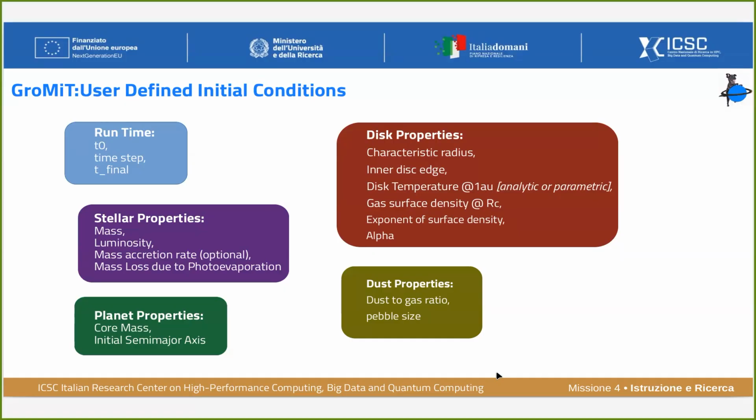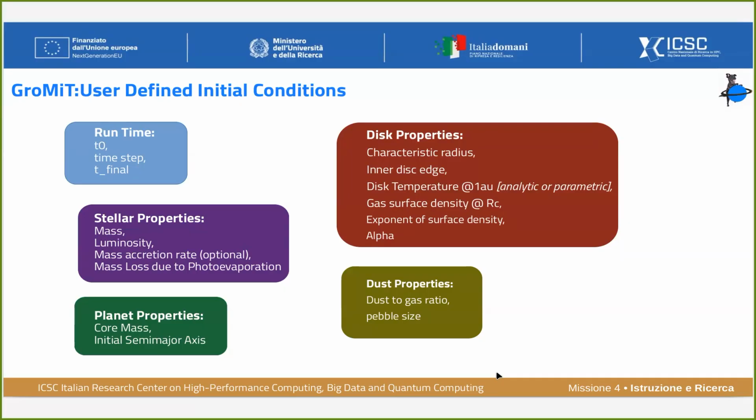Then, of course, you need to define your planet properties. So you need to put your initial core seed at some semi-major axis away from the star, and you need to build your disk. So you need to give it the characteristic radius, the surface density, the disk radius, the exponent of surface density, the alpha parameter for the disk, and you need to give some dust properties like the dust to gas ratio and the pebble size. There's also a disk temperature that can either be parametric, as in Johansen et al. 2019, or it can be analytic using the equations from Ida et al. 2016.